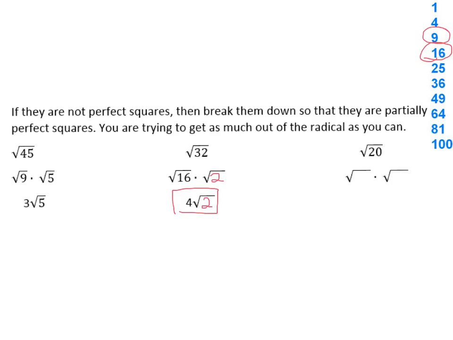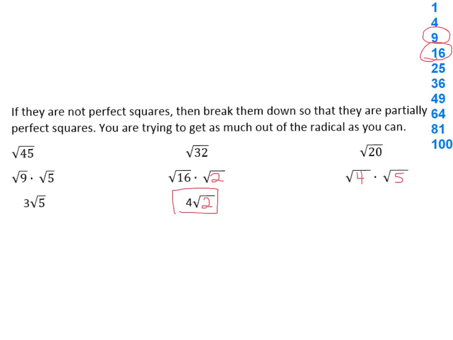All right, let's try one more of these. The square root of 20. 20 is not a perfect square, but I come over here to my list of perfect squares and I'm trying to find a number that would go into 20 that is a perfect square. All right, if you look at your list, well, 4 goes into 20, because 4 times 5 will get you 20. Now you have to pick something that is a perfect square.